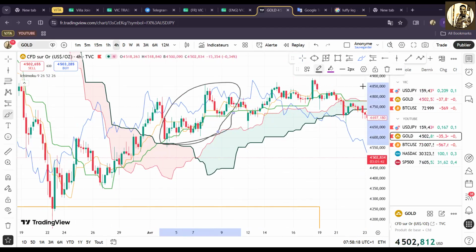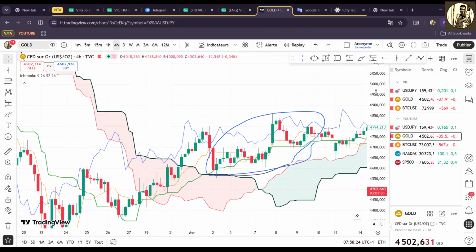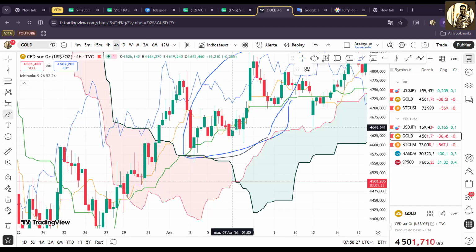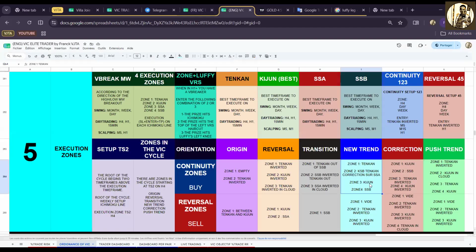Let's say out of this was a new trend. So you will see that zone of continuity you have, is it even the best? Because what I want to see, okay, Kijun and SSB, okay.